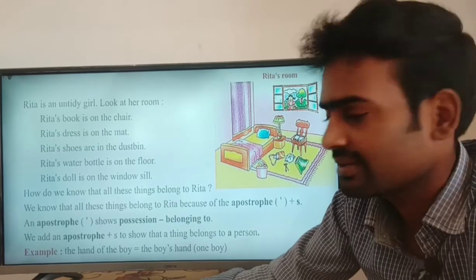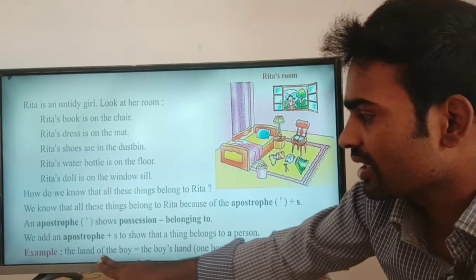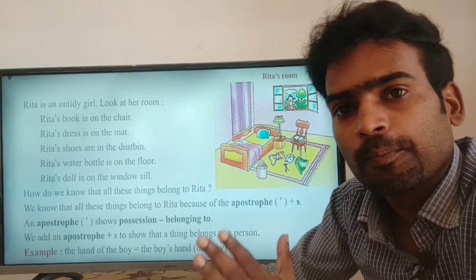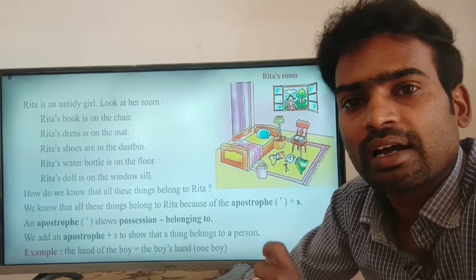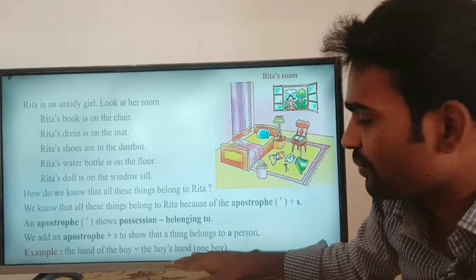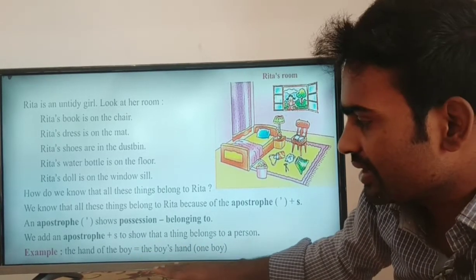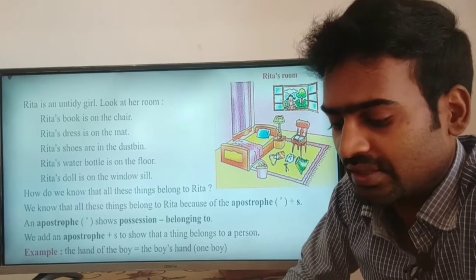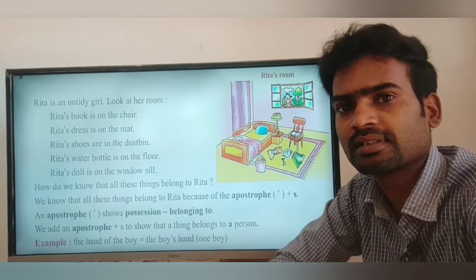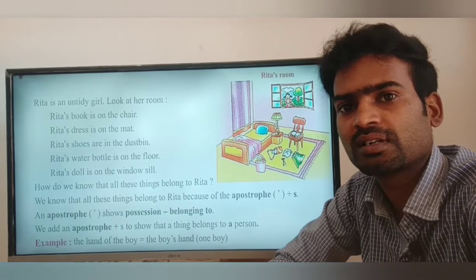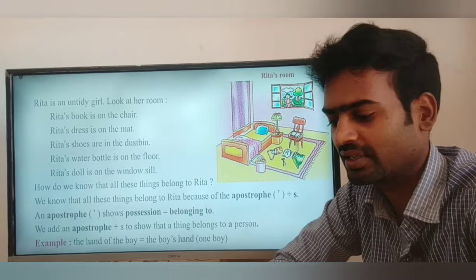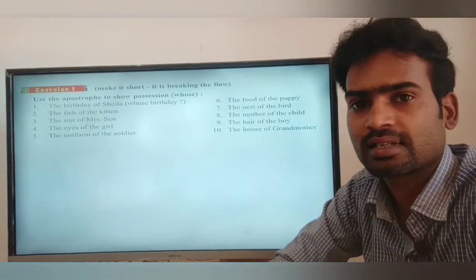How have we changed this sentence into possession form using apostrophe and S, so that it becomes a possession? So up to here we have seen in the last class, and today let's do some exercises. These exercises will make us very clear about the possession and the apostrophe. So here we start with the exercises.